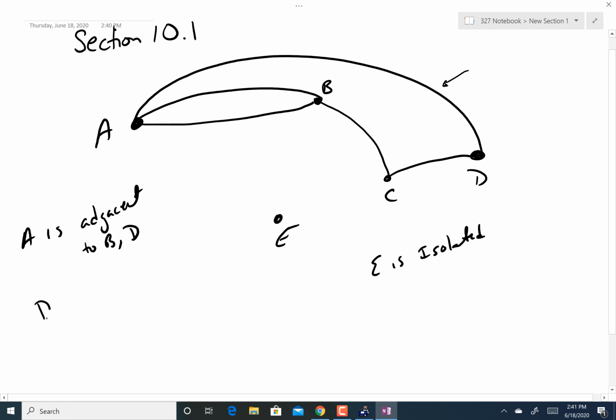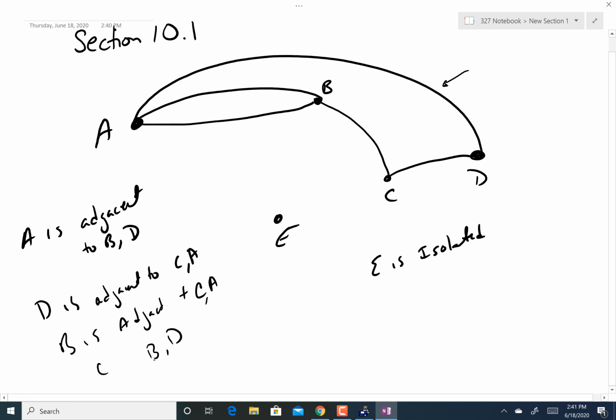Okay, so obviously D is adjacent to, well, C and A. B is adjacent to C and A. And who are we missing? C, B, and D, right? That makes sense. Again, adjacent, one path between them. Okay? We'd call this a loop, and therefore D would be adjacent to itself. That's kind of weird, but it's true.